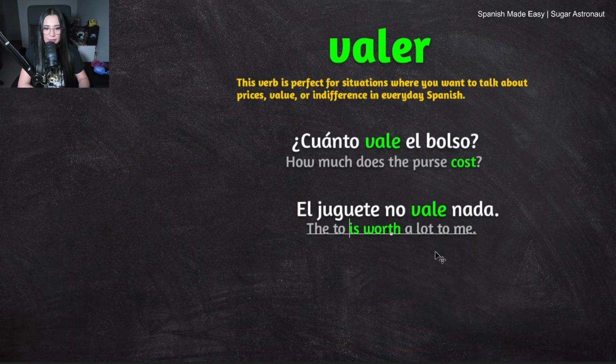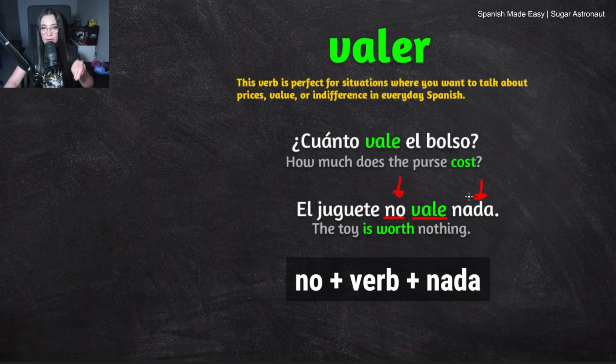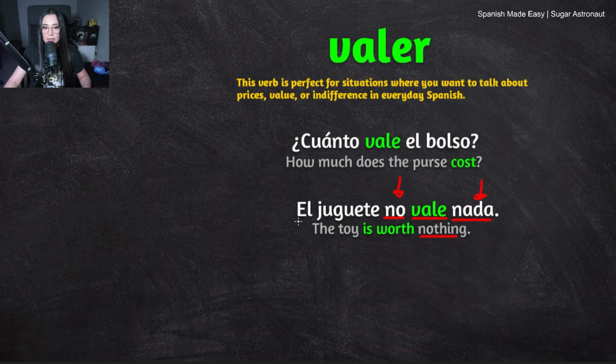The toy is worth nothing. Okay, so in order to make this negative, you need no, of course, and then the verb. Even though we don't have "not" in English, in Spanish, when you use nada, you need to use no as well. Okay, so you usually have no and then a verb and then nada. Nada means nothing. El juguete means the toy.